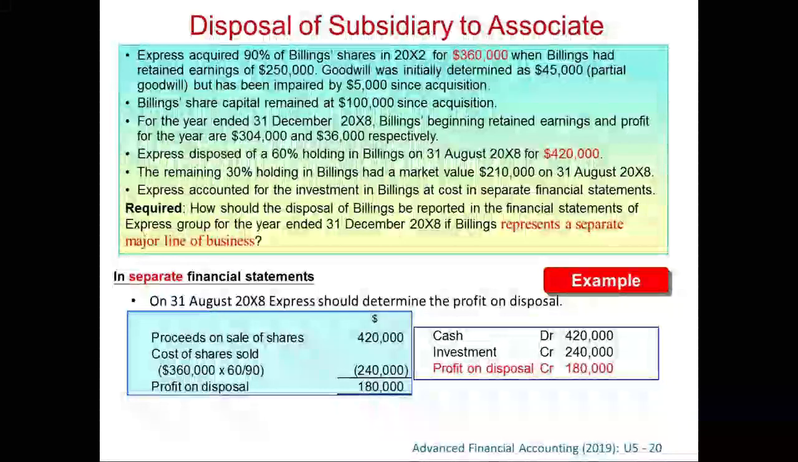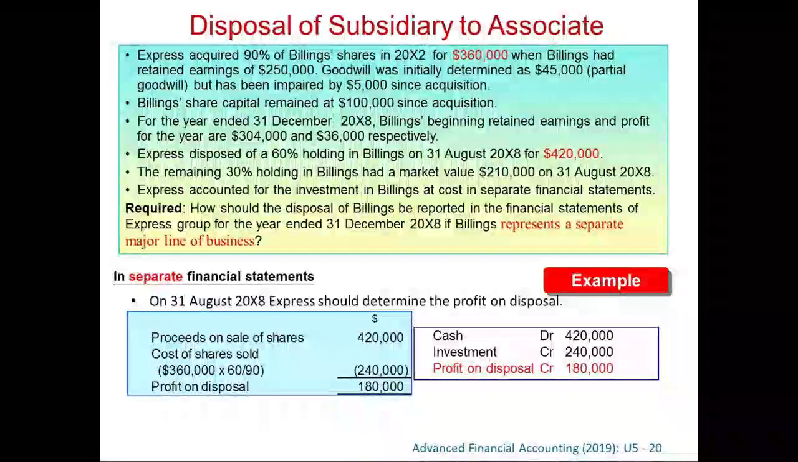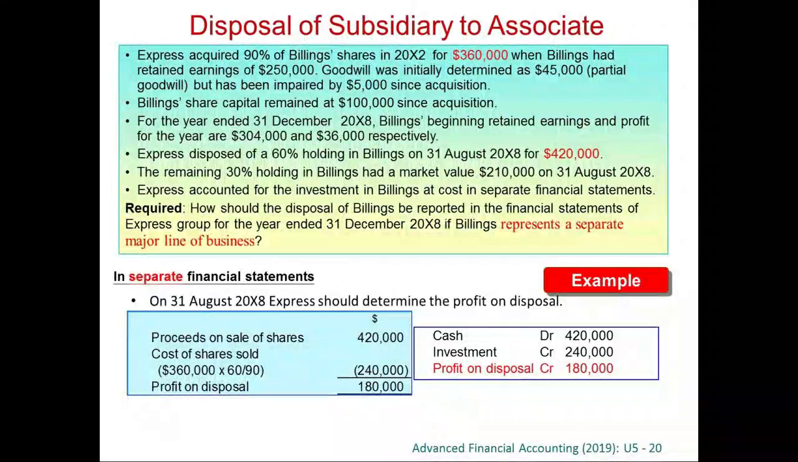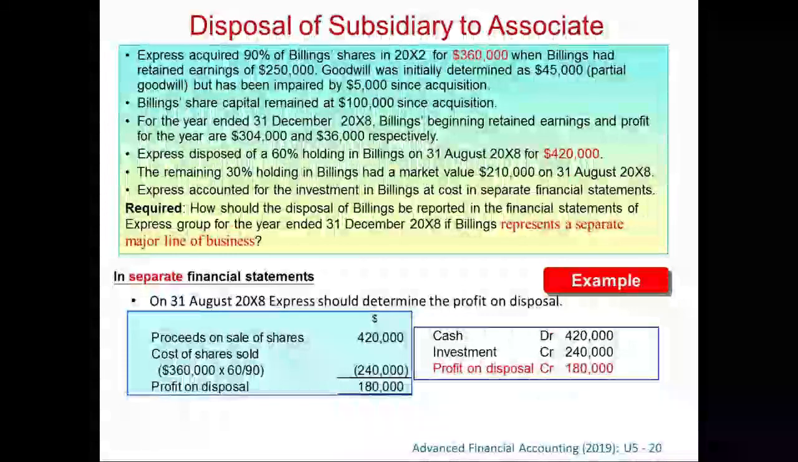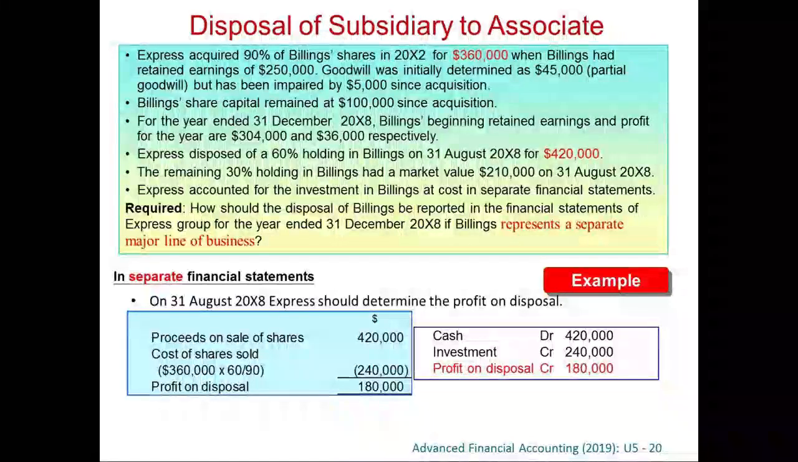Because you get 420 by disposing an investment at 240 in the parent's own book, the parent recognizes a profit of 180. Right? This is what the parent has recorded. Good. So this is what the parent has recorded.